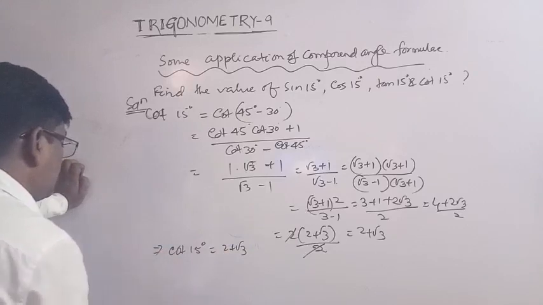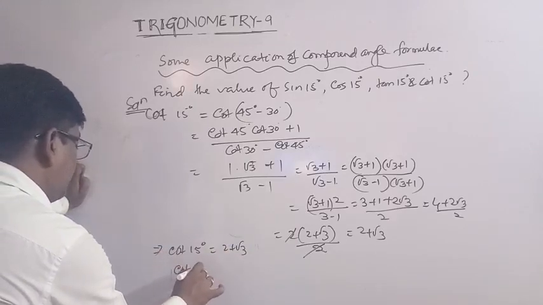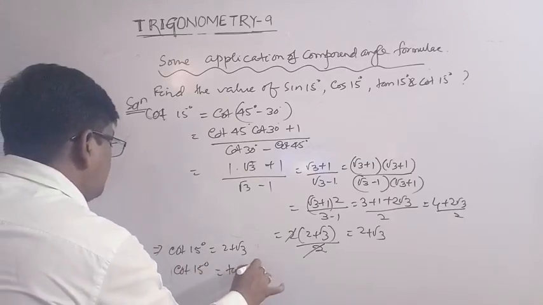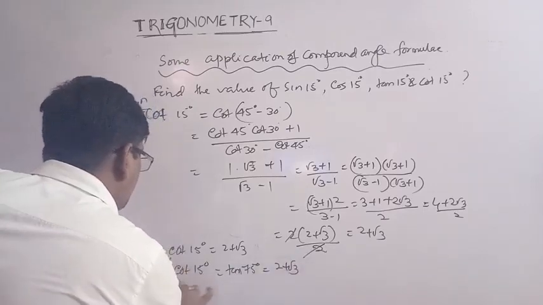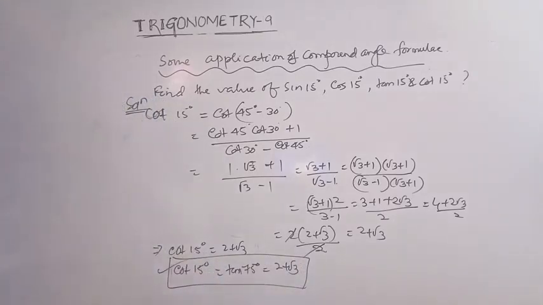So you should remember this. Cot 15 degree is equal to tan 75 degree, which is equal to 2 plus root 3. Understood? This you should remember.